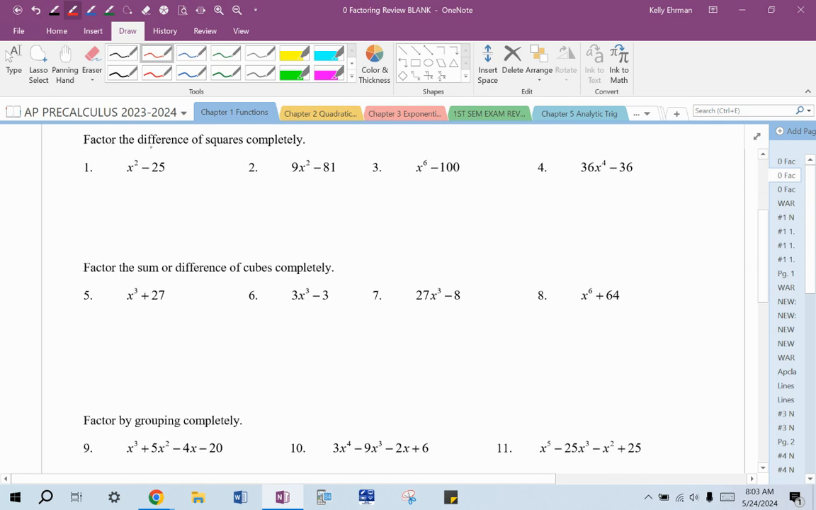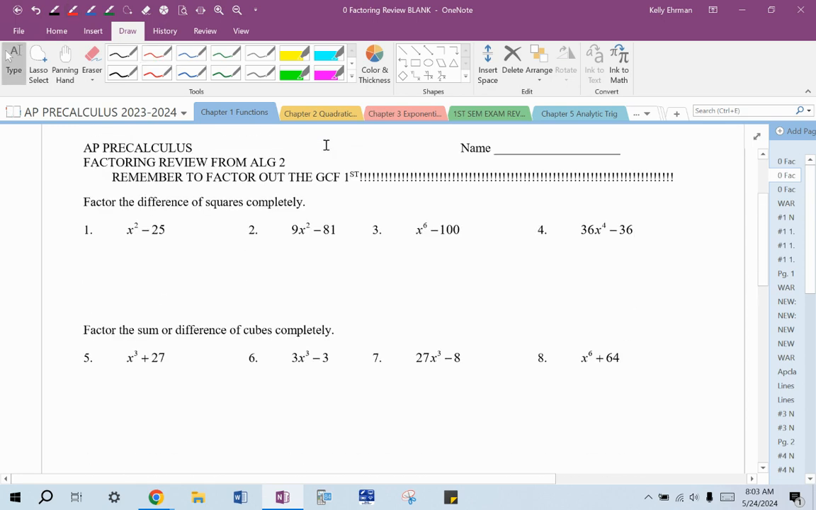Factor the difference of squares completely. The pattern here is if you have a squared minus b squared, it's going to factor into a plus b times a minus b. You can confirm that by FOILing, distributing back together, and you get a squared minus b squared. So you're just saying what's the square root of each term and factoring it like that. So the first one is x plus 5, x minus 5.